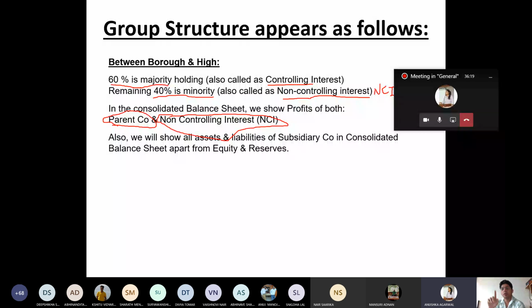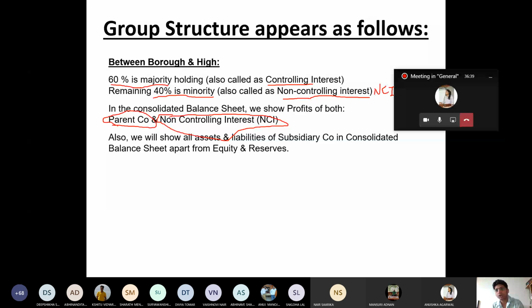Sir. Correct. Your company's assets and liabilities should also appear 100%. Okay, but how will I show it? I'll show it as my company's entire balance sheet. Correct, and after acquisition, you hold 60%.